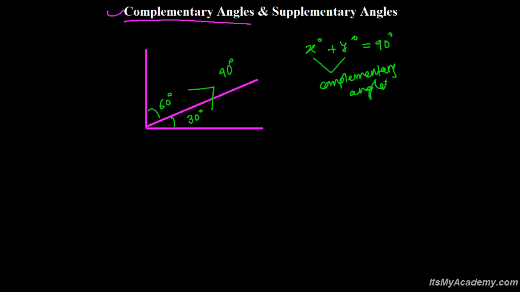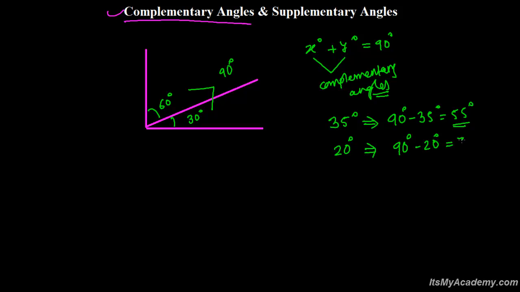Sometimes we may be asked something like, what is the complementary angle of 35? We'll say the complementary angle of 35 is 90 degrees minus 35 degrees, that is 55 degrees. So the complementary angle of 35 degrees is 55 degrees. Similarly, if someone asks what is the complementary angle of 20 degrees, it is 90 degrees minus 20 degrees, that is 70 degrees.